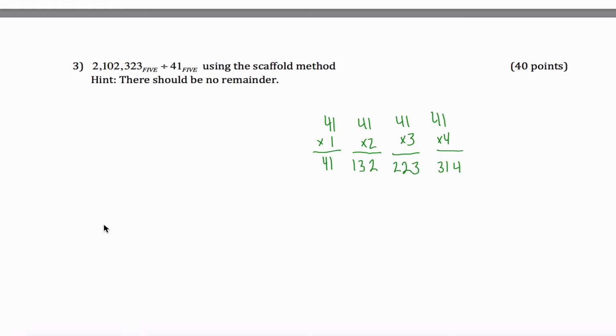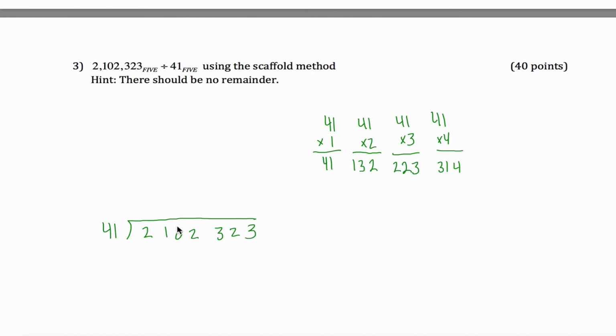I'm using the scaffold method, so the way I set up the scaffold method is, all right, 4, 1 here, and 2, 1, 0, 2, 3, 2, 3 here. And then I'm going to take out chunks. So what I'm saying is I'm going to take out some number of 4 ones. I'm going to think about it as I have this many of something, and I'm removing groups of this size until I use up all of these.